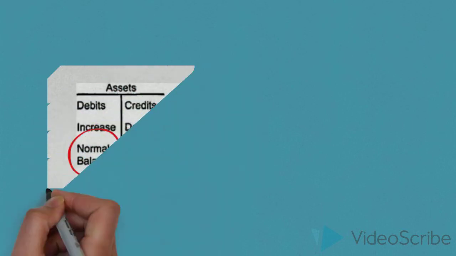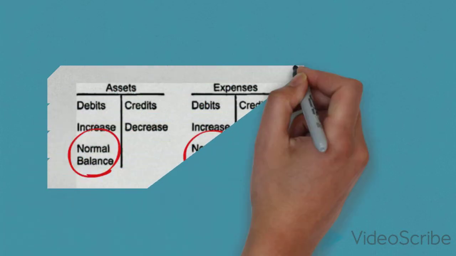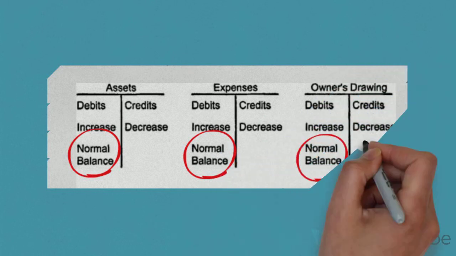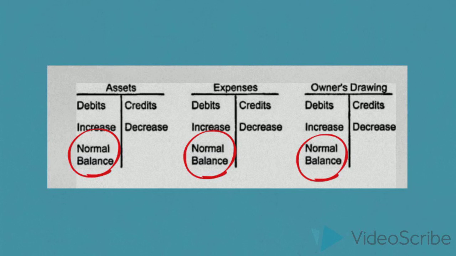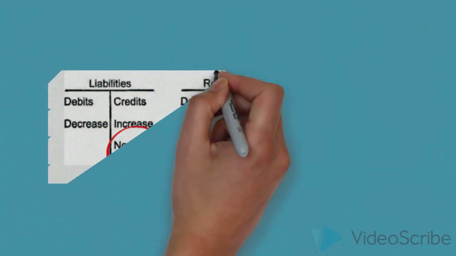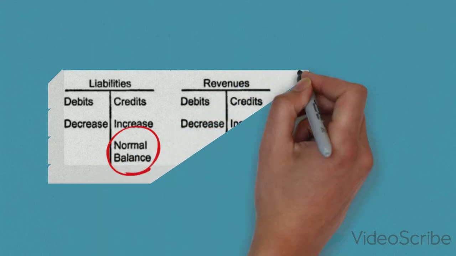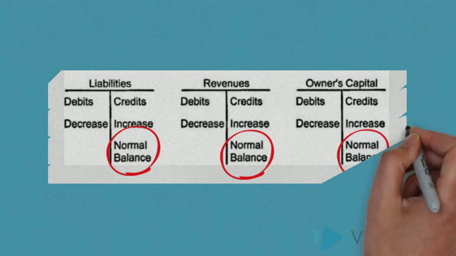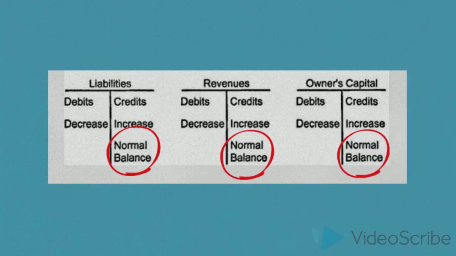Assets, expenses, and drawings are on the left side of the equation, and they normally have debit balances. This means that debits increase these accounts and credits decrease them. Liabilities, capital, and revenue are on the right side of the equation and normally have credit balances. This means credits increase liability, capital, and revenue accounts, while debits decrease them.